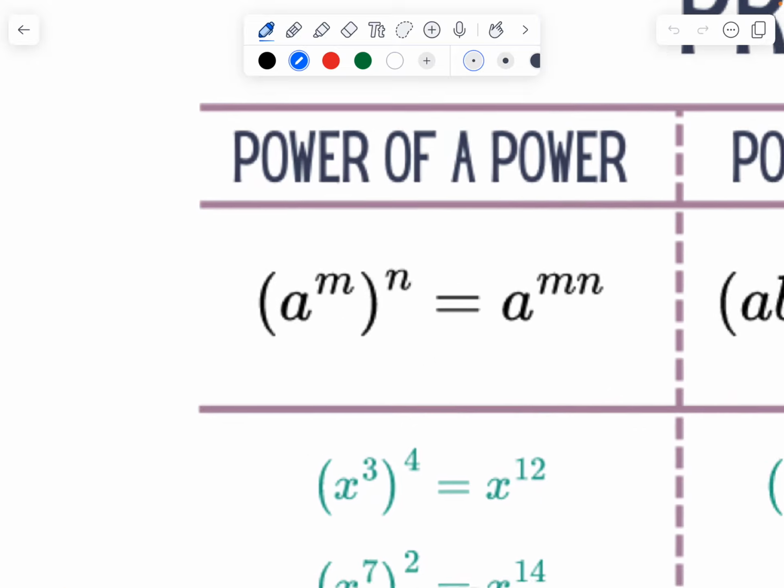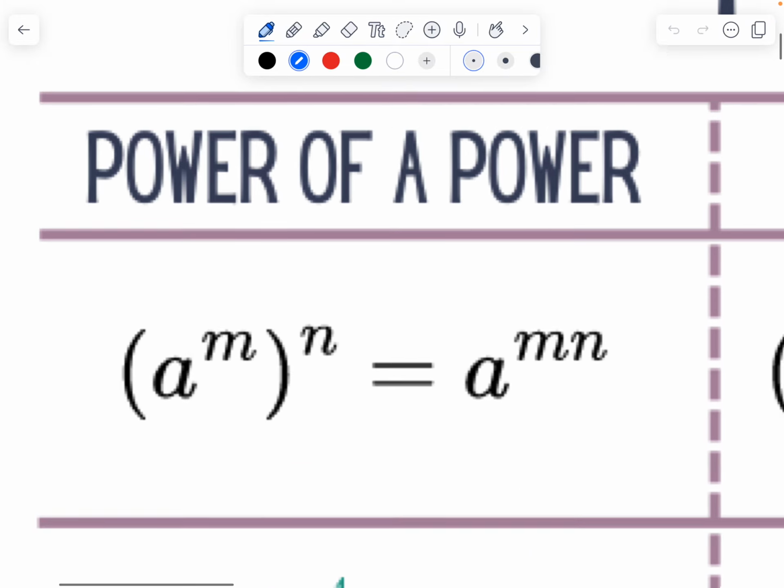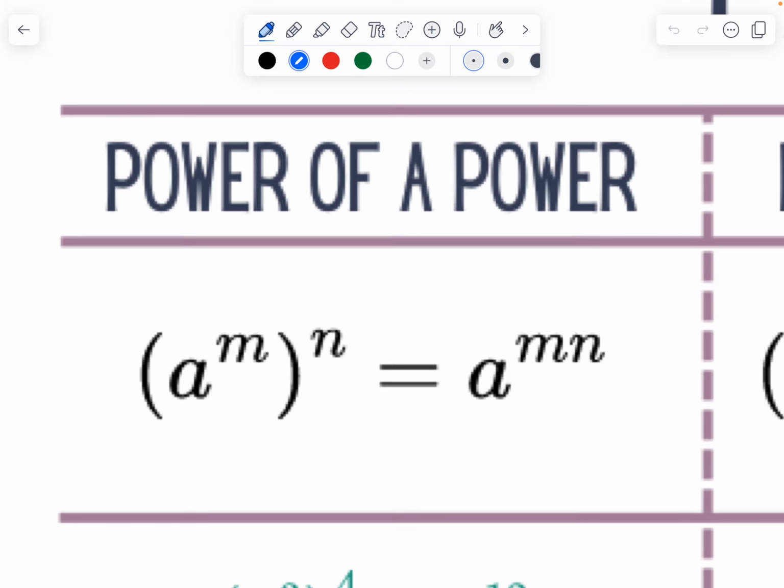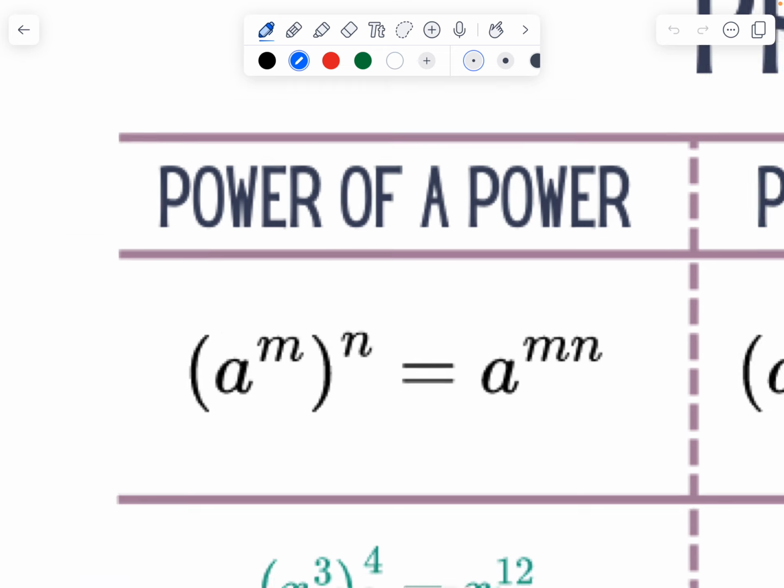So here, power to a power is kind of how I like to say this. See here how we've got a that's already raised to a power, m, and we're raising that to the power of n. All we do there is we multiply the exponents. So it's almost like distributing them. We multiply those exponents together.